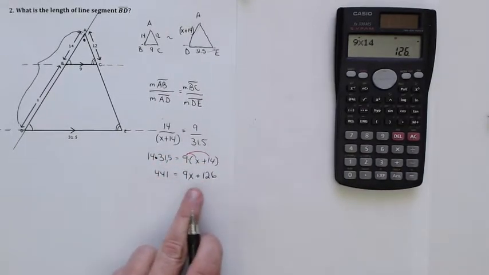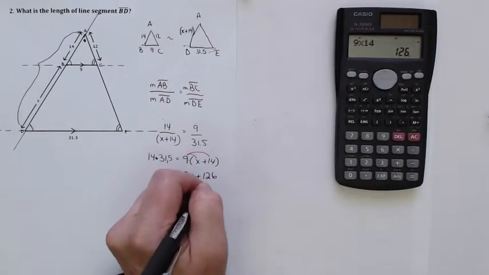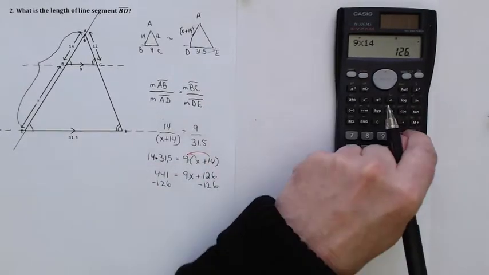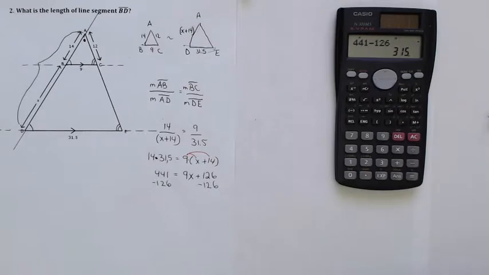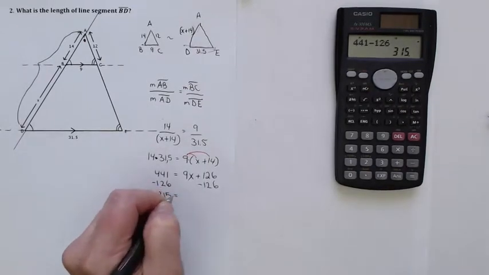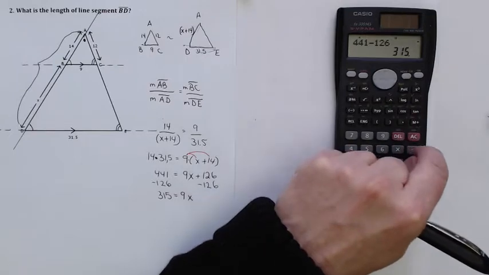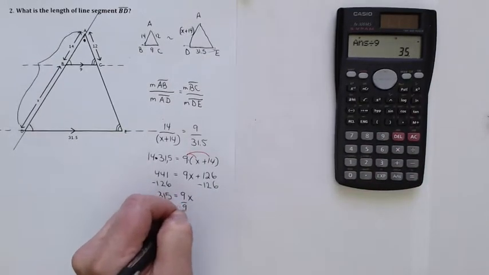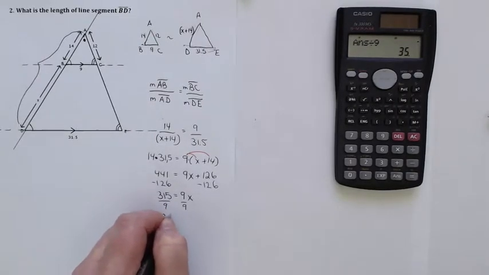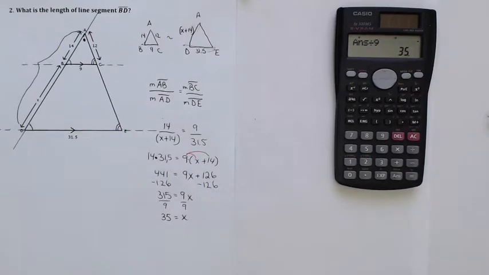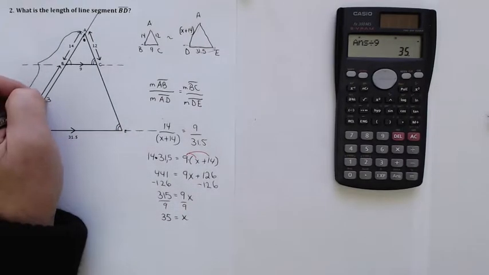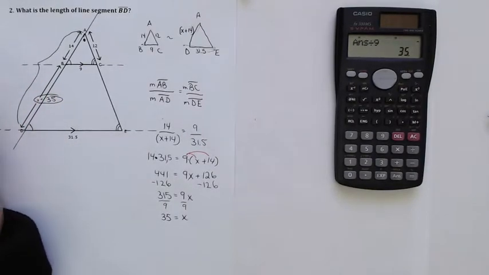And now we can solve for x pretty easily, right? We're going to subtract the 126 and then we're going to divide by the coefficient. So minus 126. We're going to go 441 minus 126 is going to give me 315 is equal to 9x. And now divide both sides by 9. And when I do that, I get 35 is equal to x. Now I know that my x is equal to 35. Now, if they wanted to know the length of the entire line segment AD, I would have to add 35 plus 14. But they didn't ask for that. They just wanted to know BD, which I labeled as my x. So it's the same thing.